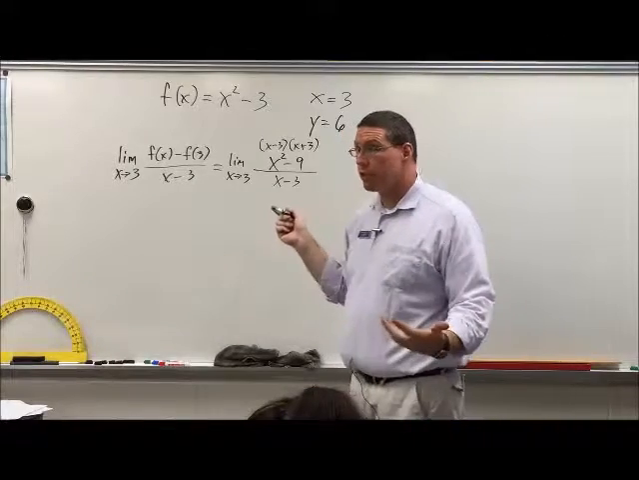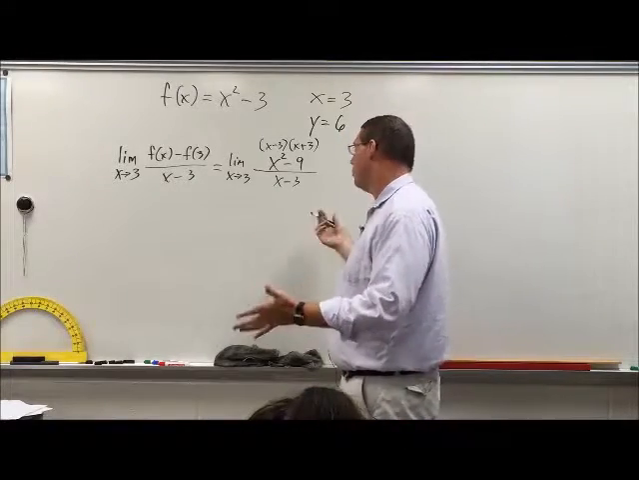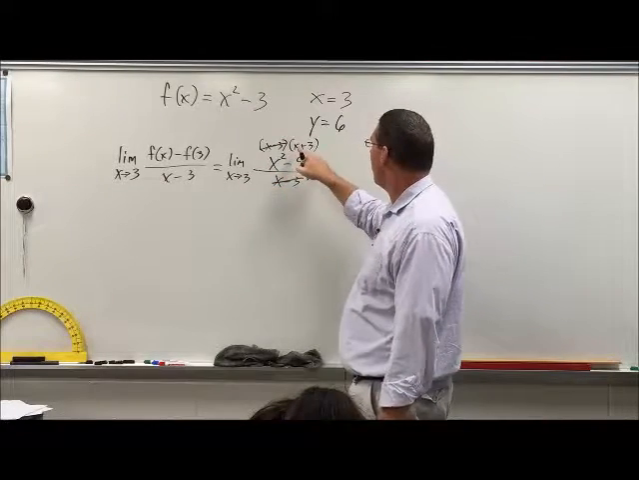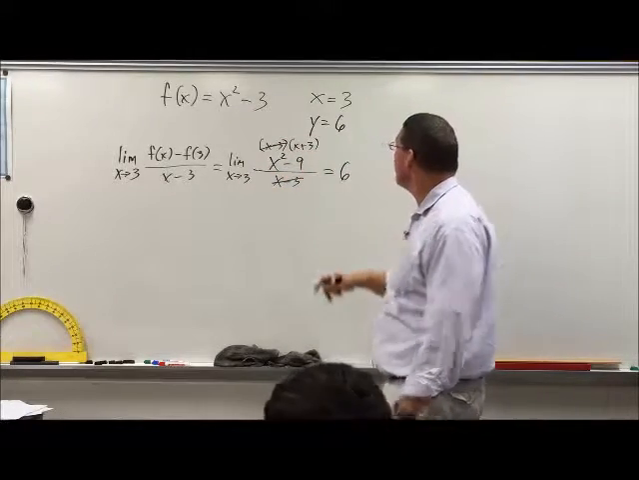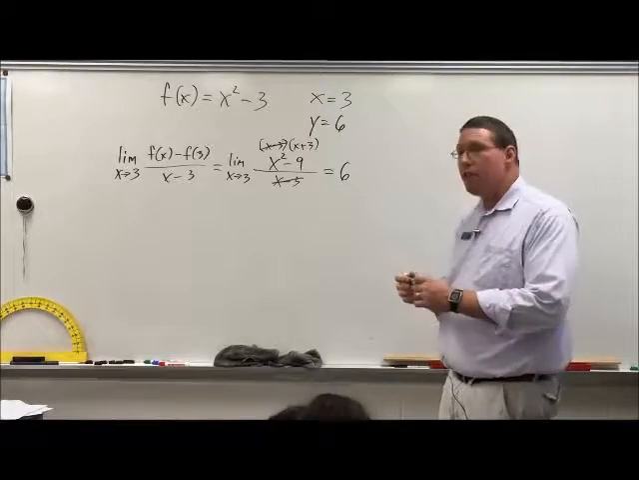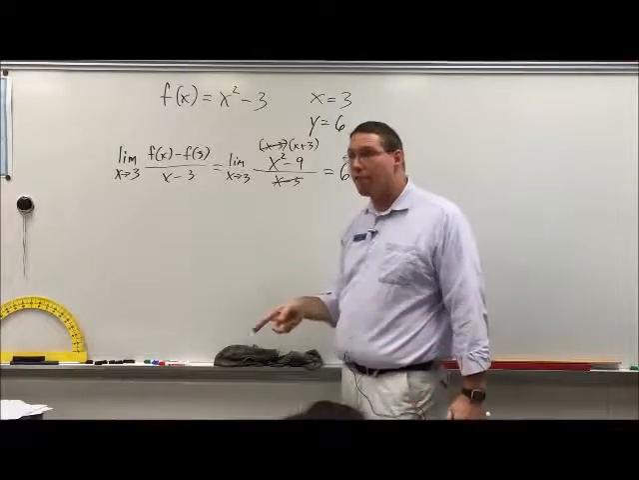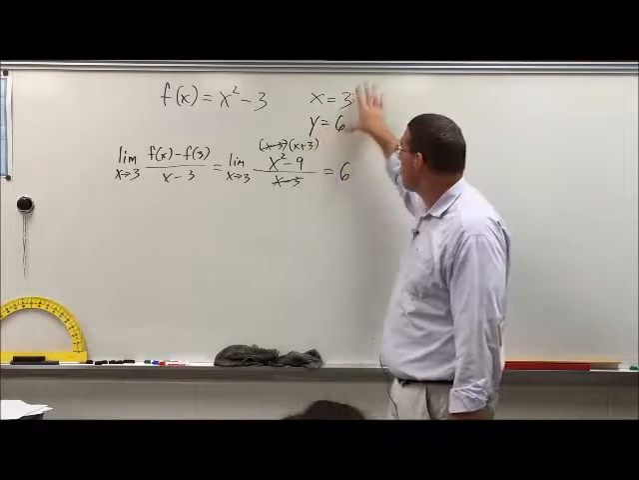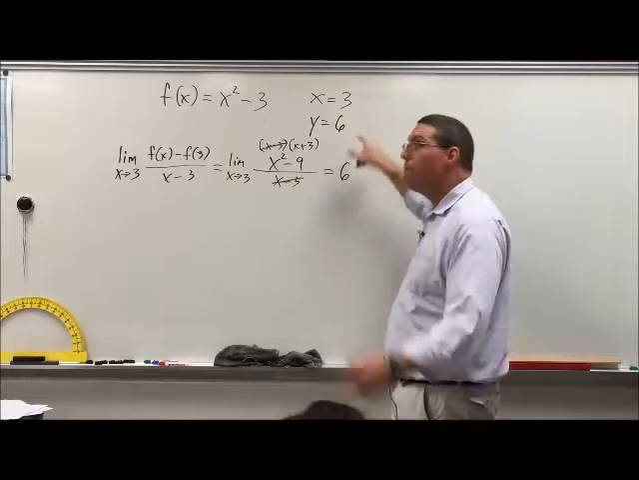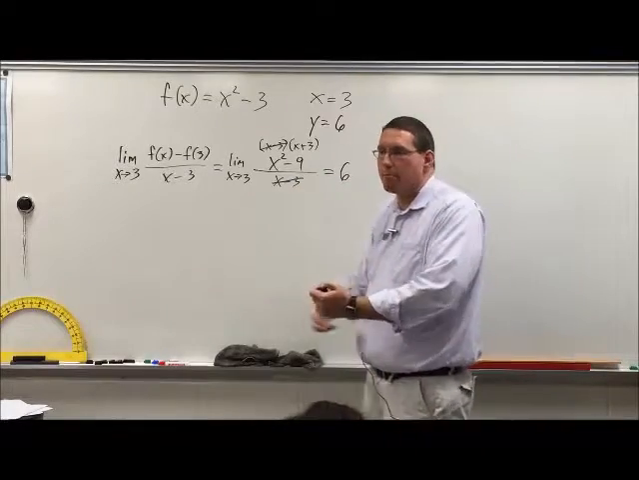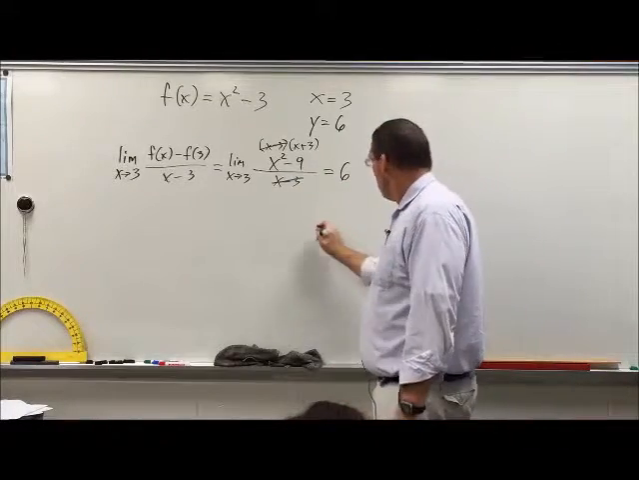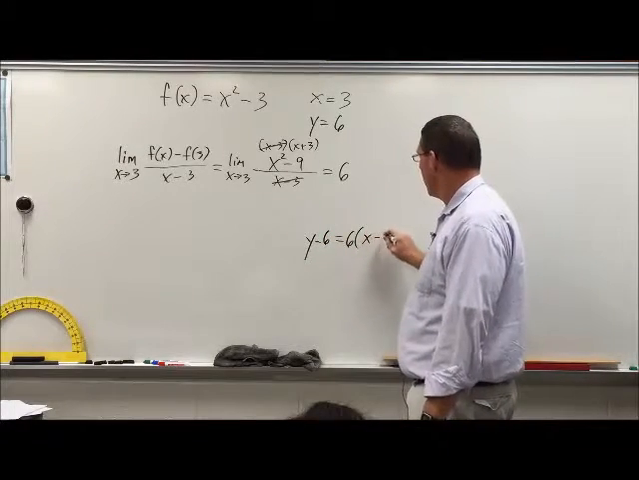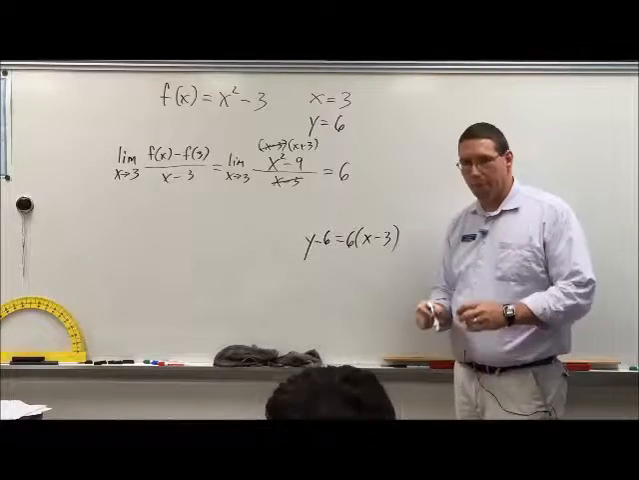You could use synthetic division if you want to. I'm not going to right now, but you could. Cancel the x minus 3's, and now plug the 3 in, and 3 plus 3 is 6. So, don't get confused here. This will not always happen. However, in this particular case, the y value is 6 at this point, and the slope is also 6. It happens sometimes. Y minus 6 equals 6. That's it. There's the equation of the line.